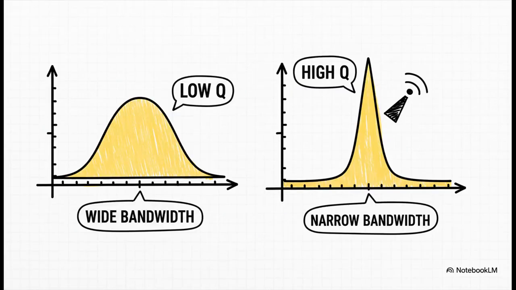A circuit's selectivity, its ability to pick out one specific frequency, is quantified by what we call the quality factor, or Q. For a parallel RLC network, Q is defined as the ratio of the parallel resistance to the inductive reactance. A higher Q factor means you have a more efficient resonance, which directly translates to a narrower, more selective bandwidth.